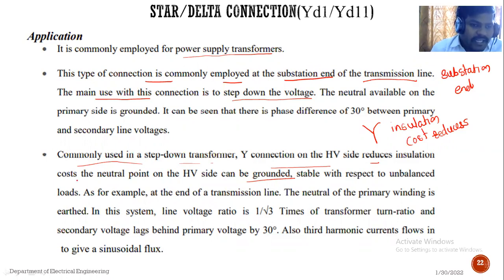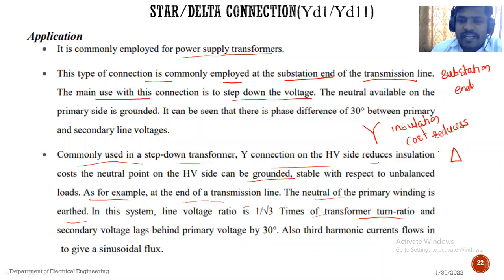For example, as given here, at the end of transmission line, the neutral of the primary winding is earthed. Okay, at the end of transmission line च्या end ला जी काही primary winding ची neutral आहे, this neutral can be earthed. In this system, the line voltage ratio is 1/√3 times the transformation turns ratio, because it is connected in delta.